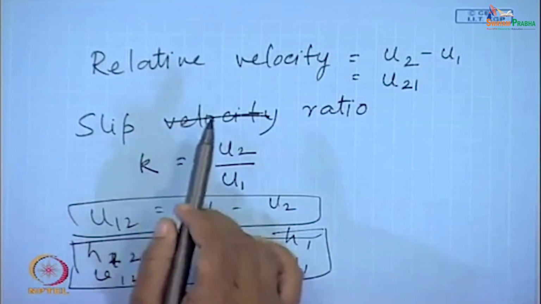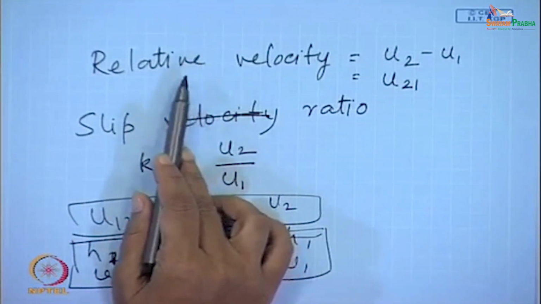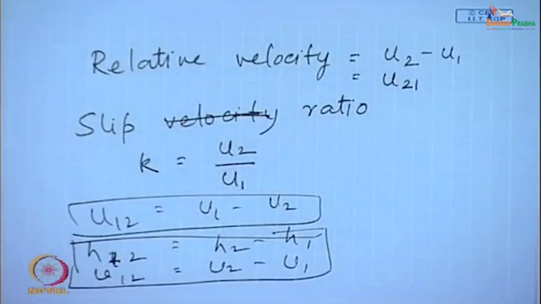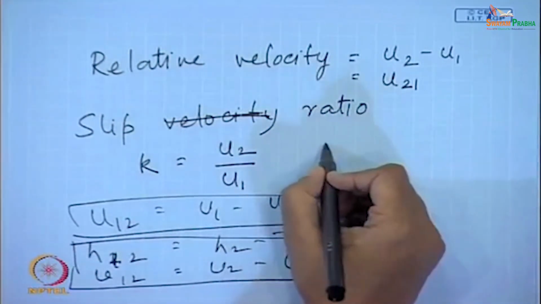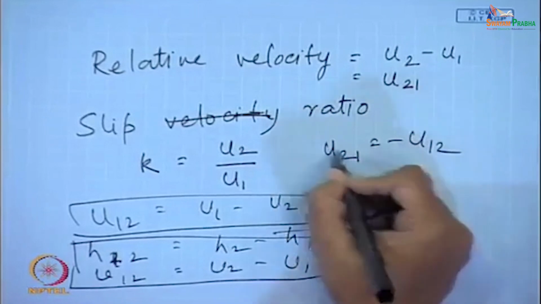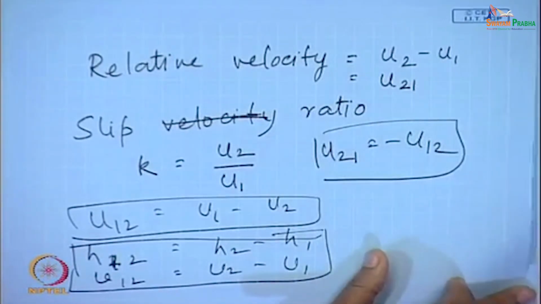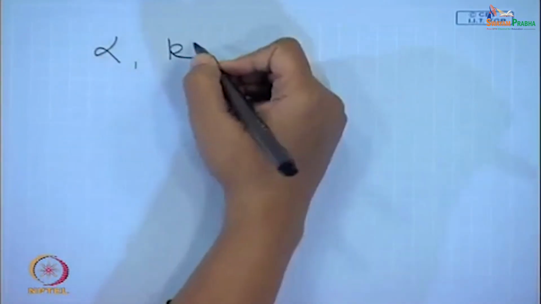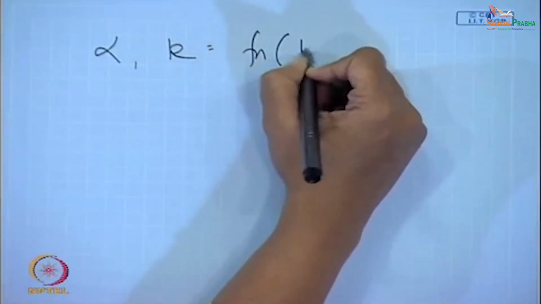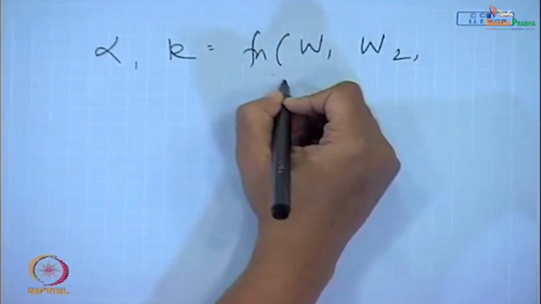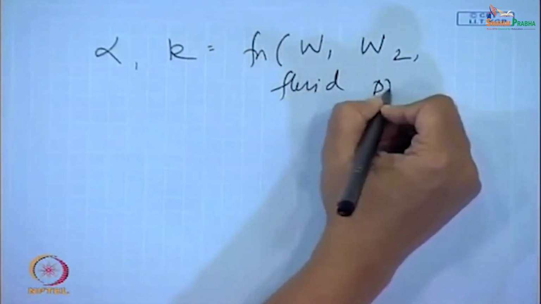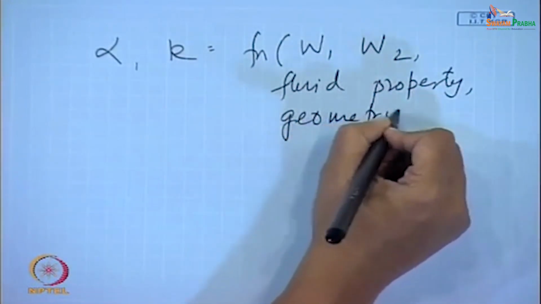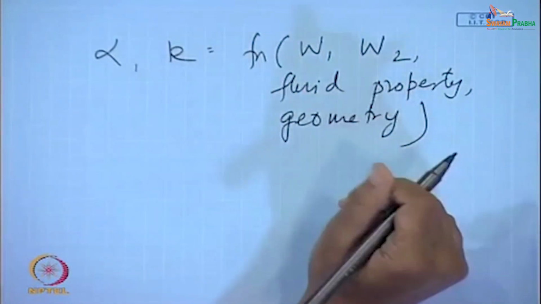Okay. So, the two other terms which I had wanted to define, one is the relative velocity, the other is the slip ratio. These two are again very important. And we already know that u21 equals minus u12. This also you know, and remember one thing, both alpha as well as K, the slip ratio, are functions of W1, W2, fluid property as well as conduit geometry. Okay. So, they are functions of all these things.